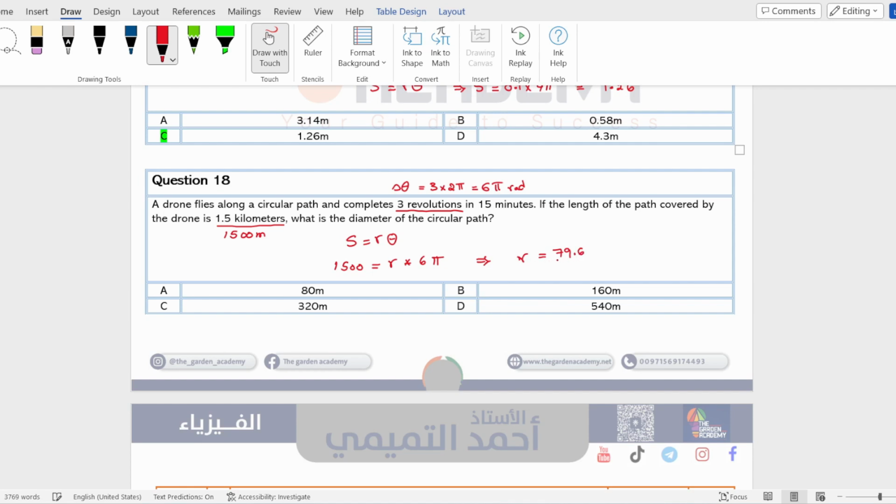Now we found R. How can we find the diameter? Because we want to find the diameter. In this case, diameter is equal to 2R, which is 2 times 79.6. So D is almost equal to 160 meters. So based on that, we choose B.